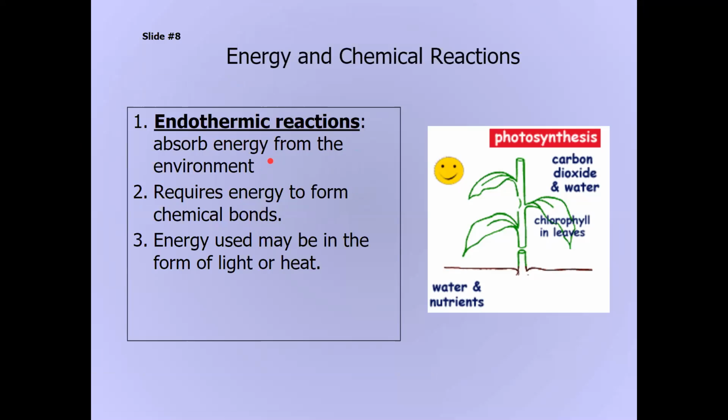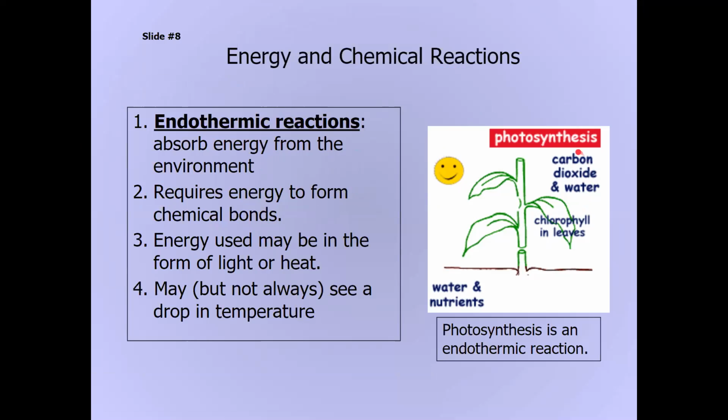So it could be absorbing light energy, like in photosynthesis, right? Where the sunlight allows for the carbon dioxide and water, which are two kind of small chemicals, to be built into sugar, which is a much bigger substance, a much bigger chemical. So we're absorbing energy from the sunlight in order to create these glucose molecules.